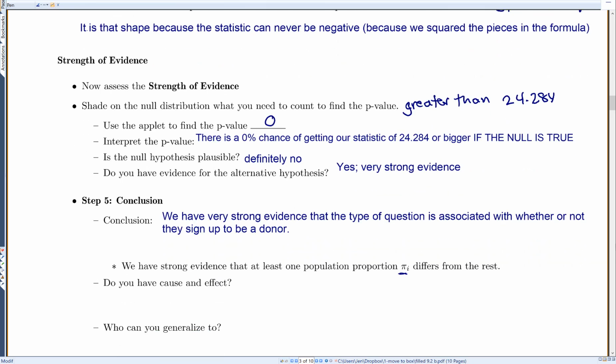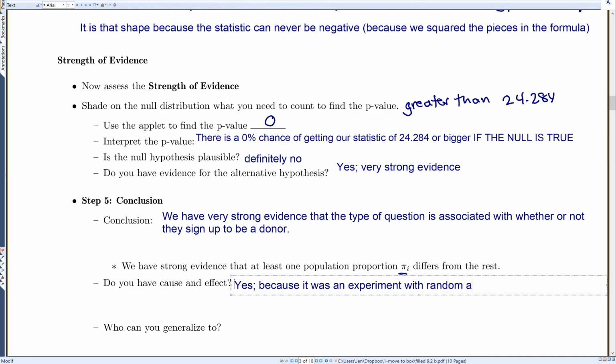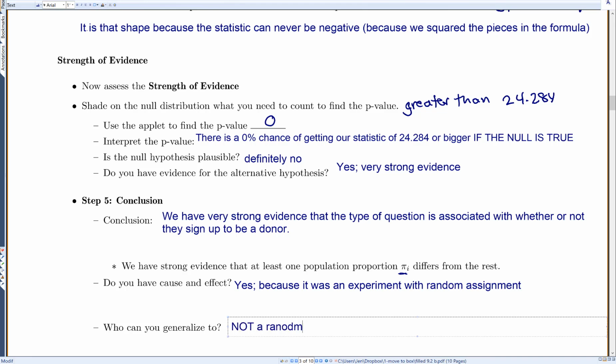Okay. Do we have cause and effect? Okay. Yes, because it was an experiment with random assignment. Okay. What about who can you generalize it to? Well, this was not a random sample.